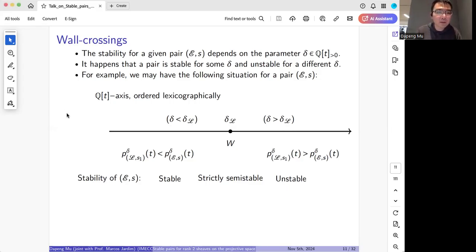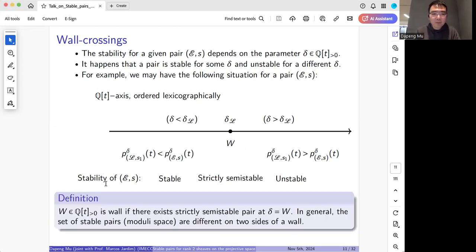Okay, so let me go back to the slides. I will use the following definition to define a wall. We say a polynomial W on this axis is a wall, or sometimes people call it a critical value, if there exists a strictly semistable pair when delta is equal to that value. In the general situation, the sets of stable pairs are different on the two sides of a wall. So a wall is a place where the moduli space changes. Okay.